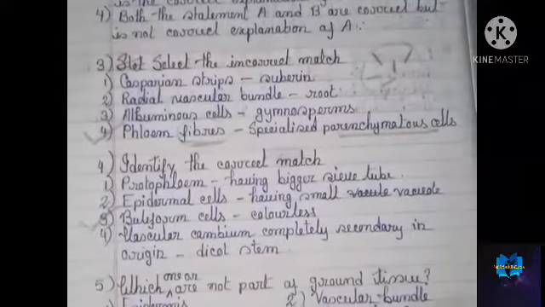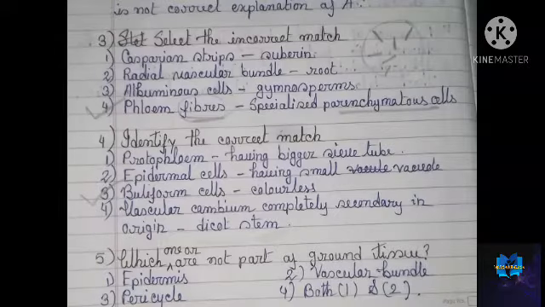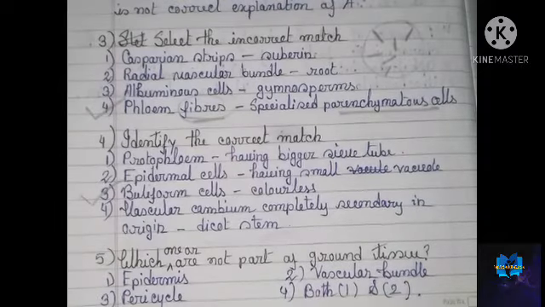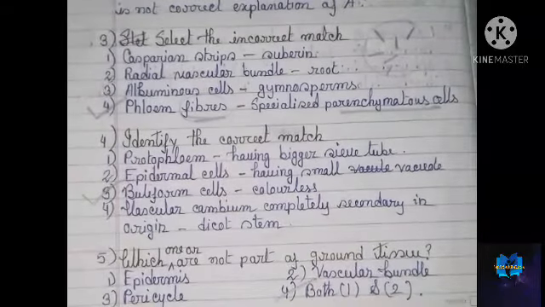Let's proceed towards our next question. So what is our next question? Which one is not part of ground tissues? Option 1 epidermis, option 2 vascular bundle, option 3 pericycle, option 4 both 1 and 2. Give your answer, students. So let me proceed. Okay, so the correct option is both 1 and 2.